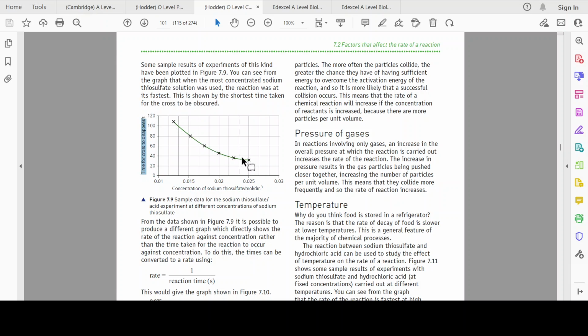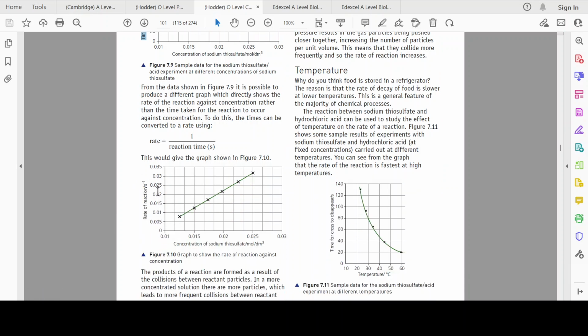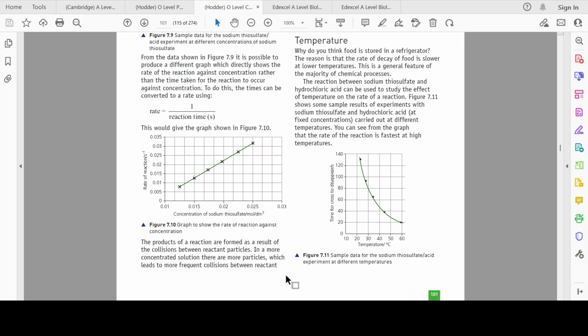And so as the concentration is increasing, the time is decreasing. Then you take the rate, and so obviously you're going to get these decimals. It's going to be small, but anyway. You still have the same concentrations, but this time you are getting a linear graph, which is easier to deal with. It's more suitable.